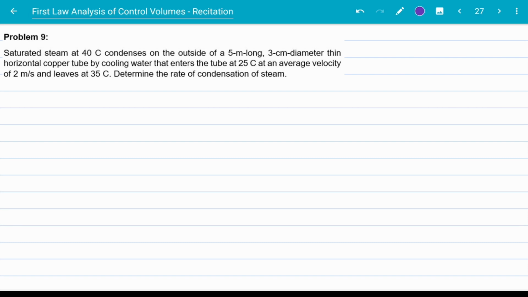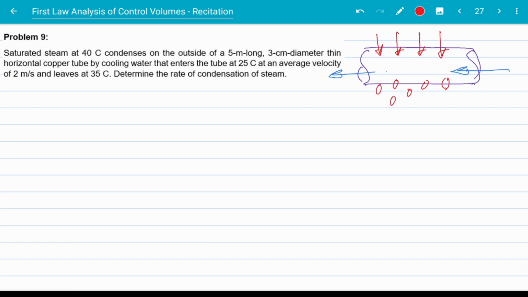So just to have a general idea of what's going on, I'm going to draw a schematic here. So we have a pipe like this where cold water is flowing from right to left, steam is flowing across the tube like this, and then it condenses and turns into liquid drops like this.